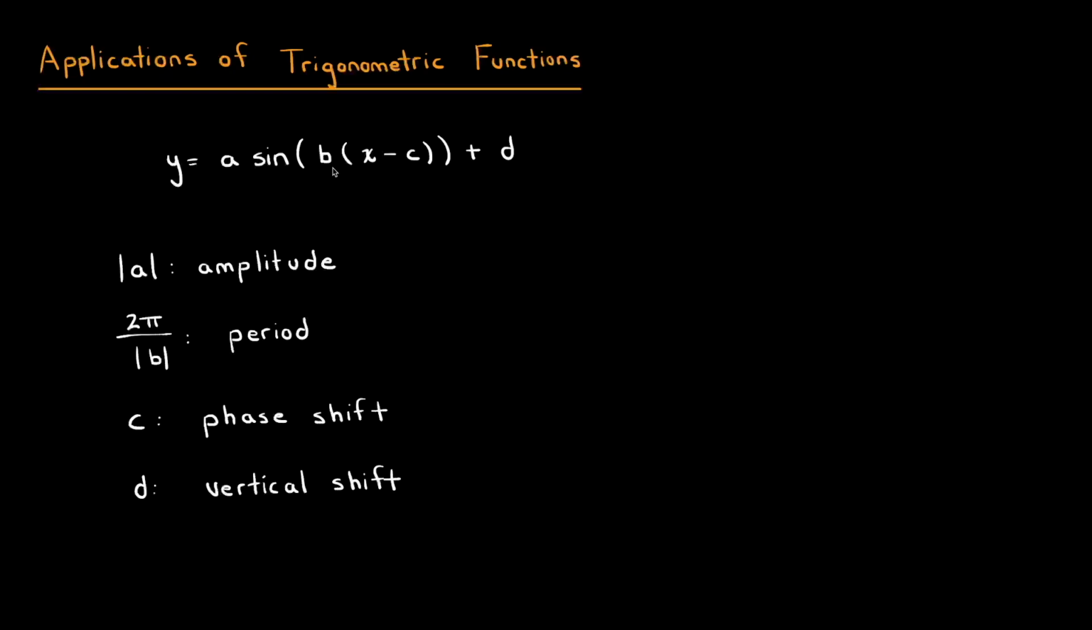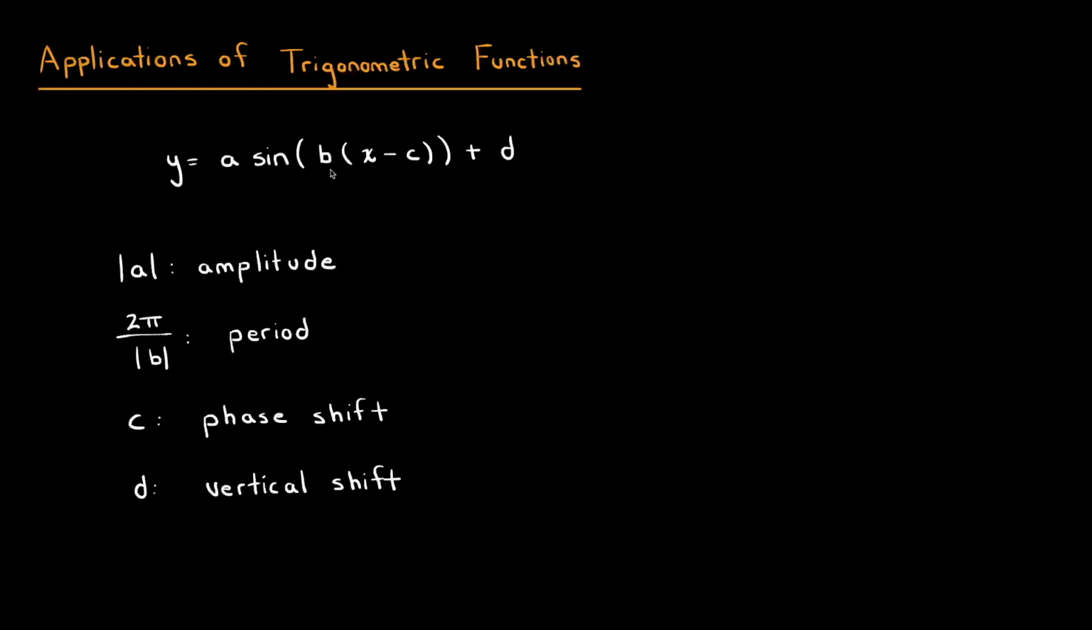The b value over here is related to the period. It's not the period, but it's related to the period. Again, it might be positive or negative. You want to think of it like a light switch. If it's negative, then there's going to be a reflection across the y-axis. And if you consider the b value without the sign, then it relates to the period.